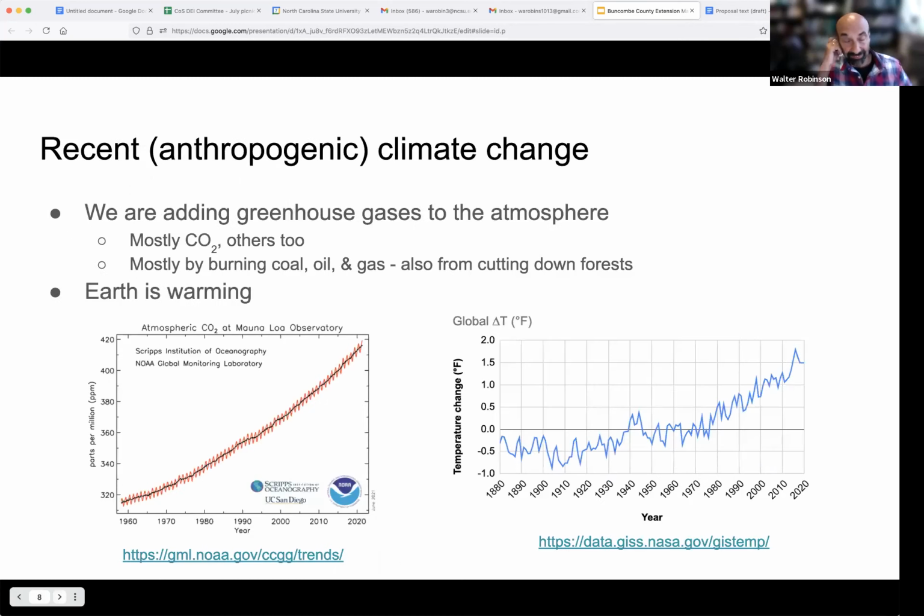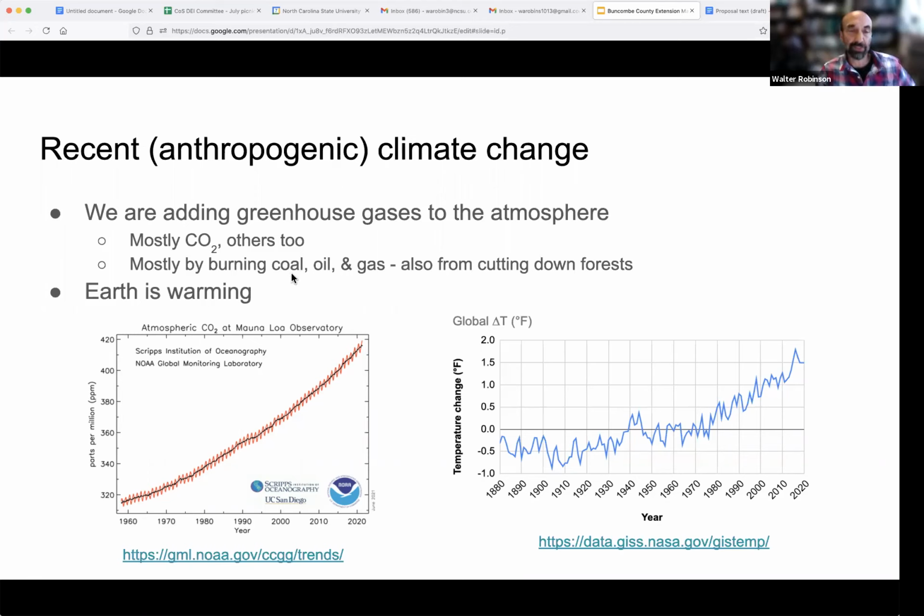So what's happening is kind of what we expect. We are adding greenhouse gases to the atmosphere. Some of those others I mentioned: methane gets released from landfills, from rice paddies, from leaks from natural gas wells. Part of the consequences of putting fertilizer on our crops is nitrous oxide builds up in the atmosphere. But the big one we're adding is carbon dioxide.